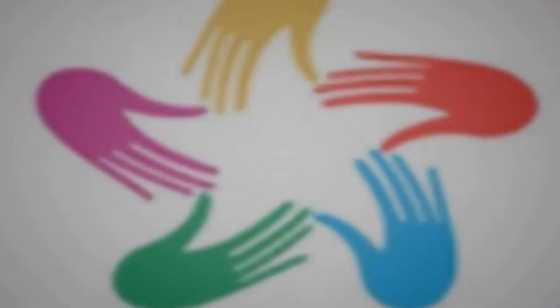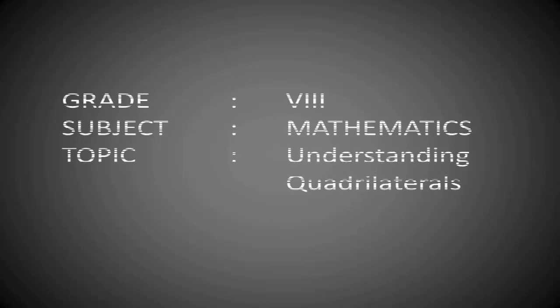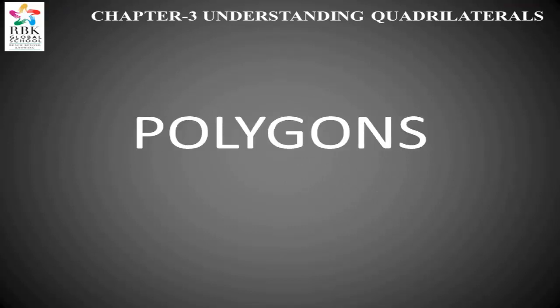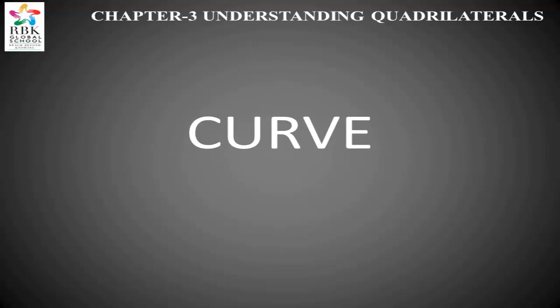Hello dear students, in this video we will discuss a few topics from the chapter Understanding Quadrilaterals from grade 8 Mathematics. Children, in order to understand quadrilaterals, we need to first know what a polygon is. And for that, necessarily we have to discuss something called a curve.